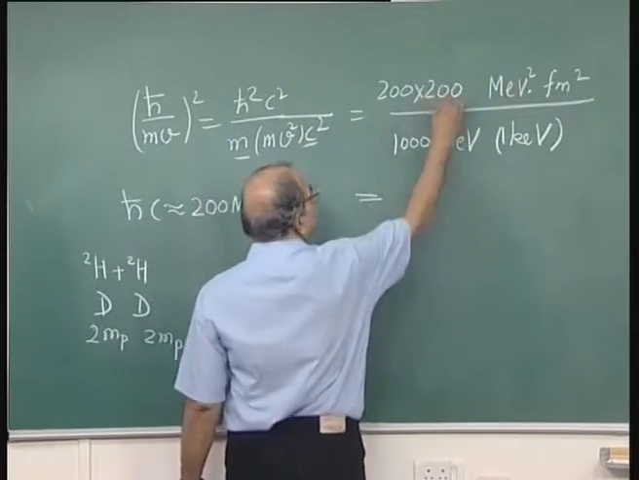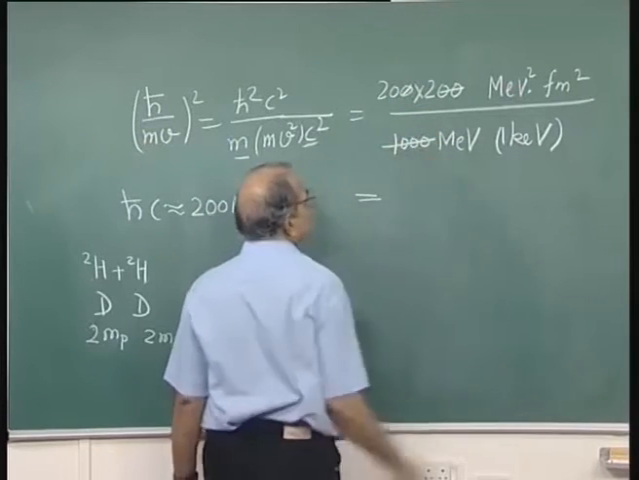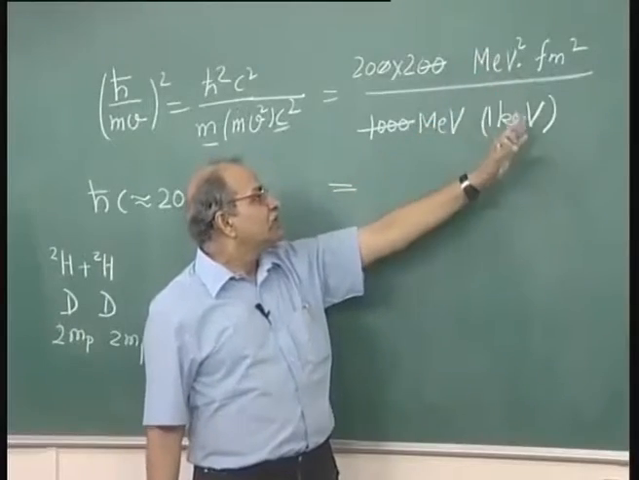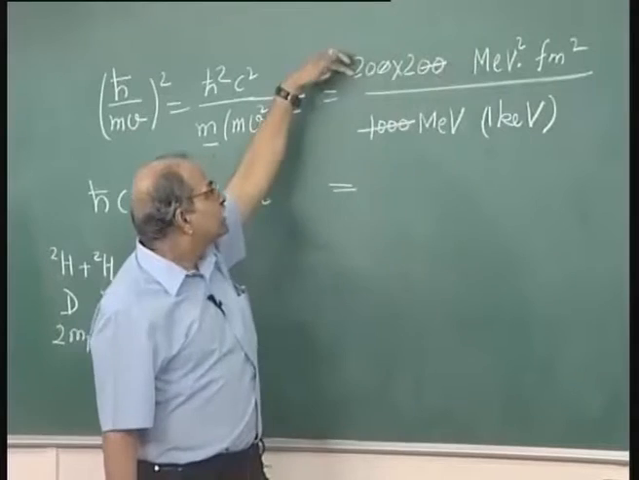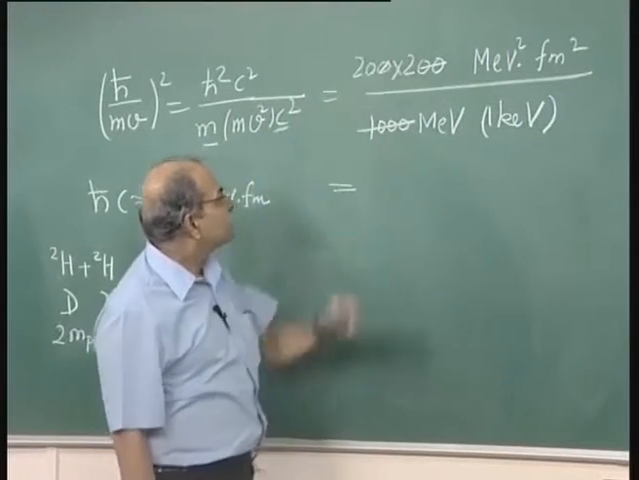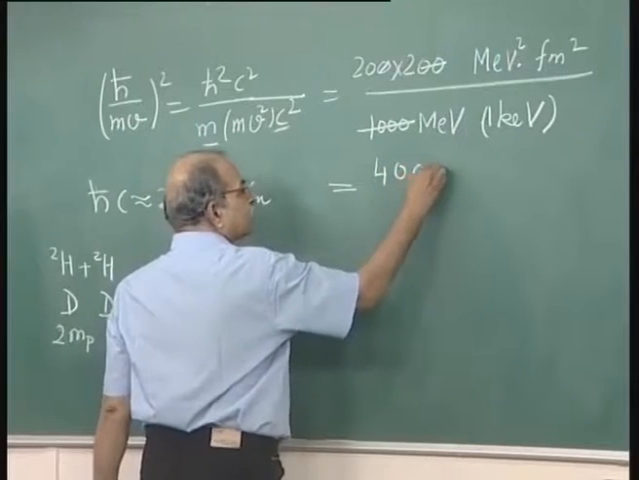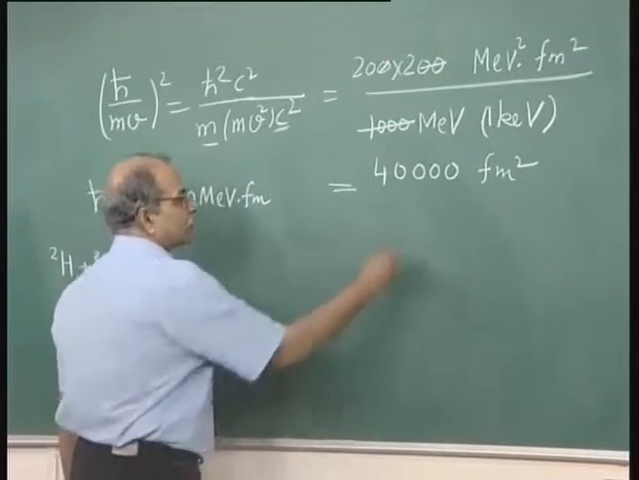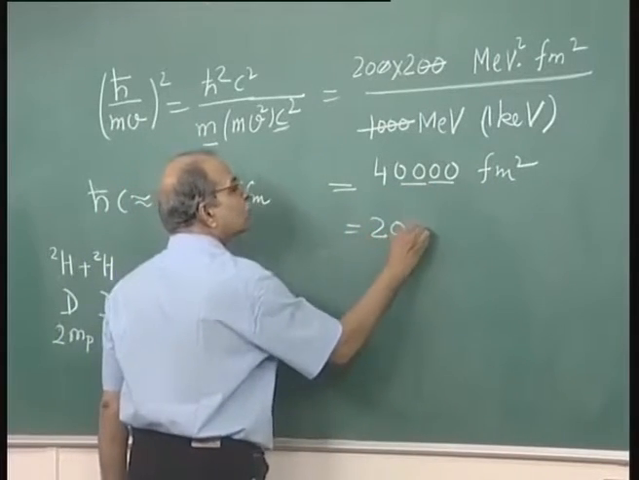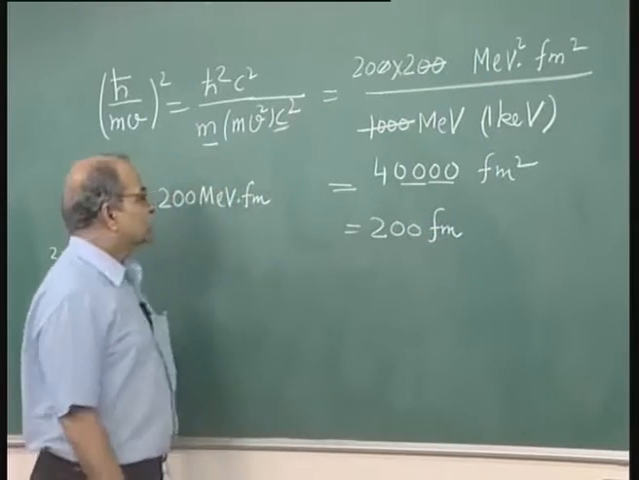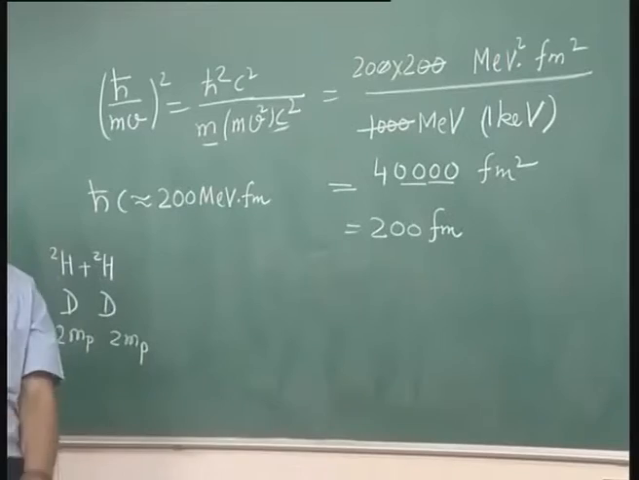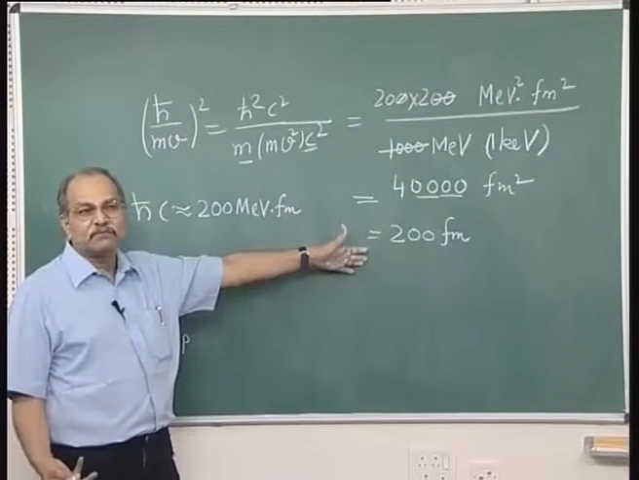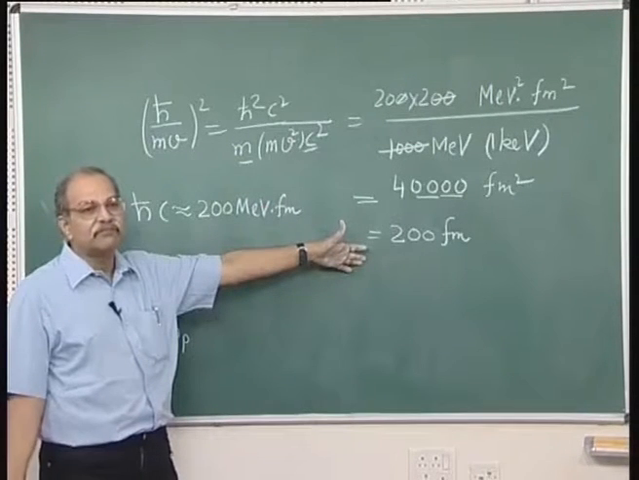So, 2 zeros here, 1 zero here, that will cancel with this. MeV goes with MeV, 1 MeV here, and that MeV by keV is 10 to the power 3. So, it is 40 into 10 to the power 3 femtometer square. So, this is 200 femtometers. That is just an estimate, typical estimates. So, 200 femtometers here could be 100 femtometers or 50 femtometers or 60 femtometers or 150 femtometers.